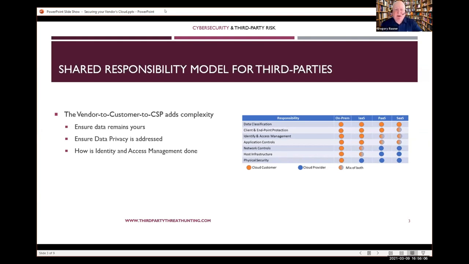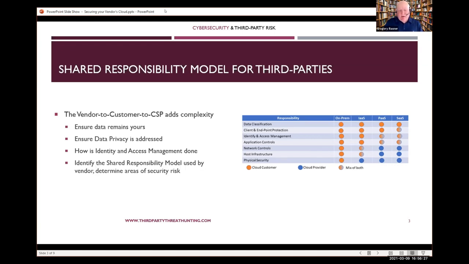Obviously, identify how identity access management is being done for the cloud in this instance with your data through the vendor. How are they getting access? What's the privilege access level? Are they doing multi-factor authentication for privilege access and so forth?